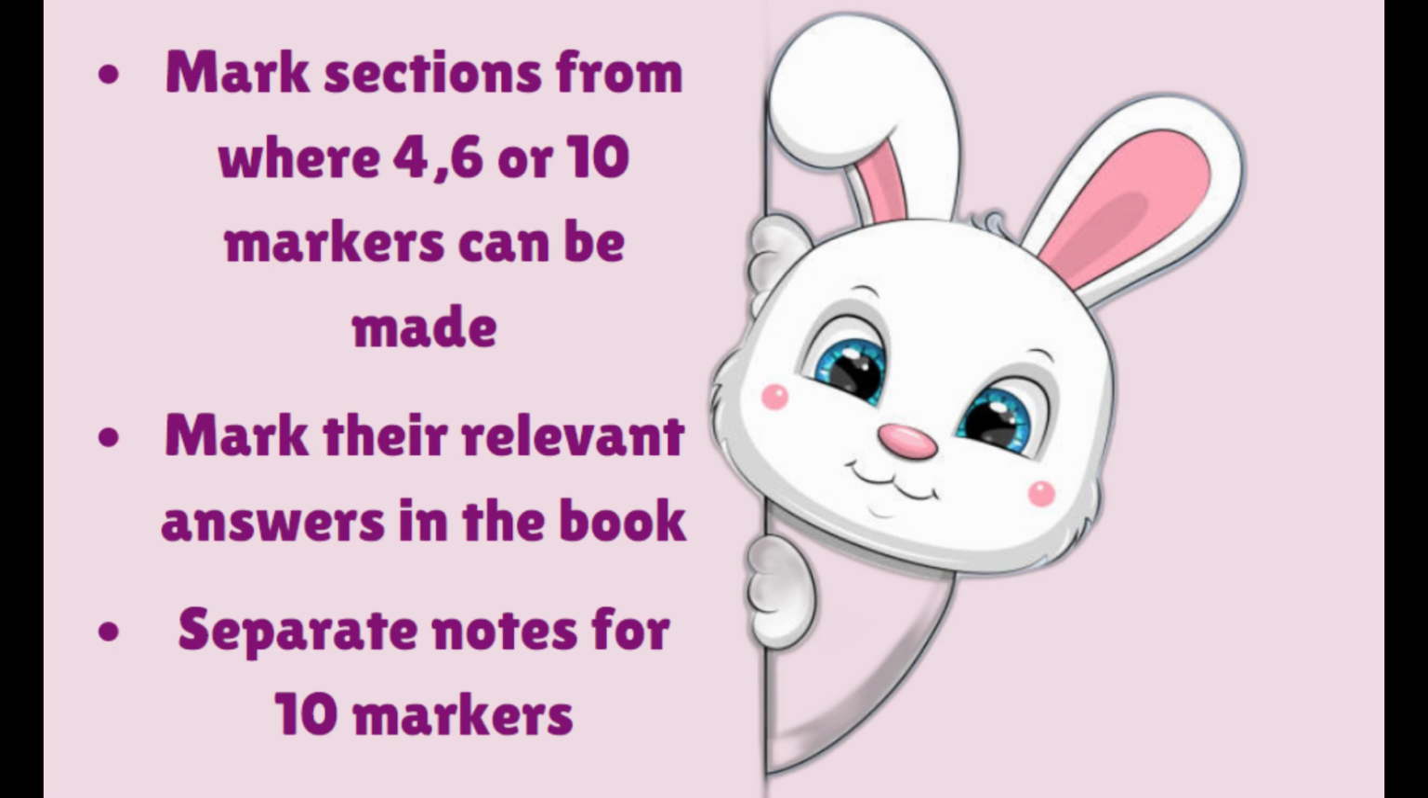For example, you all know the exam paper is divided into 3 questions, with 4, 6, and 10 marks individual parts. So what you all can do is read thoroughly through the chapter and first mark all the areas from which a 4 marker can be made. Also mark their relevant answers. Do the same for 6 markers and 10 markers.